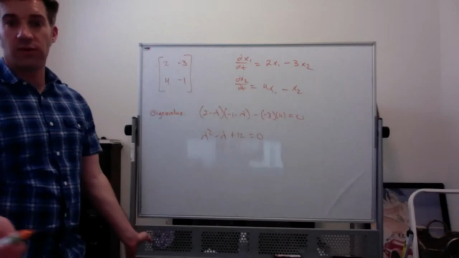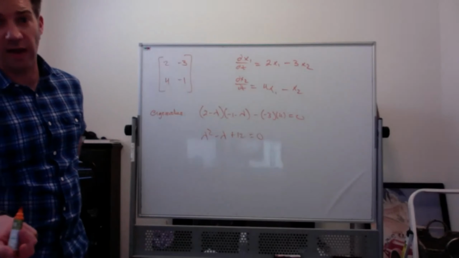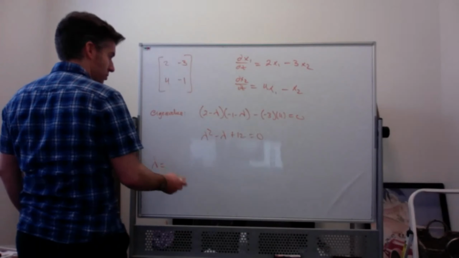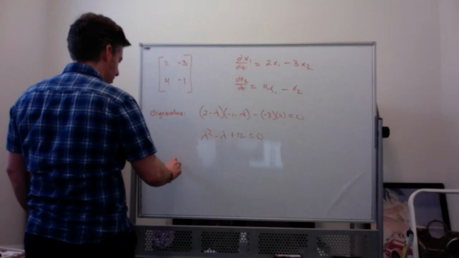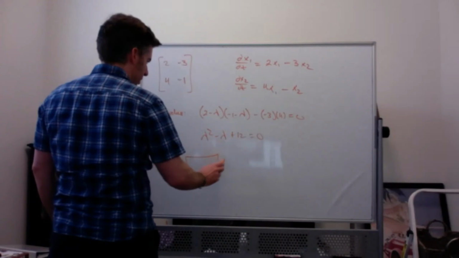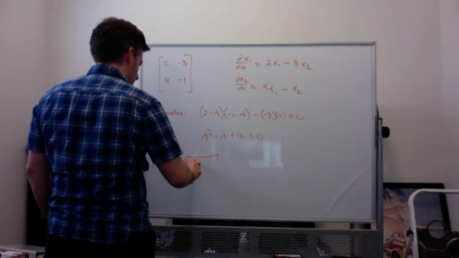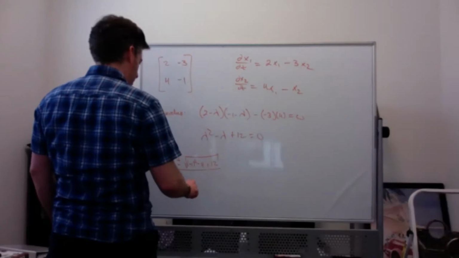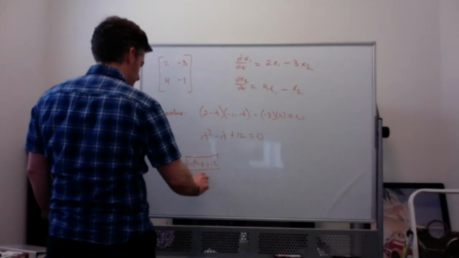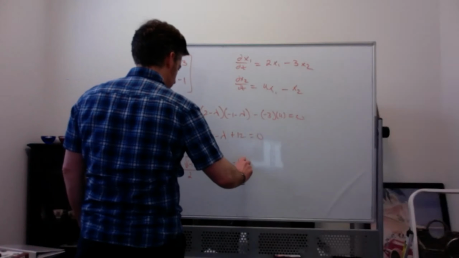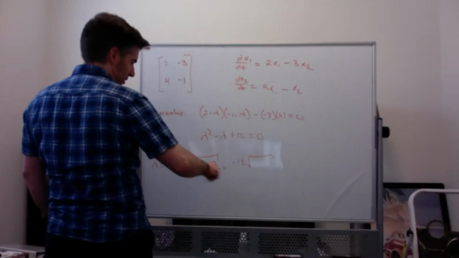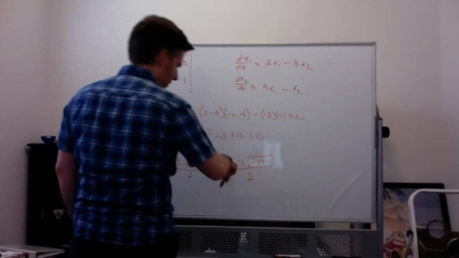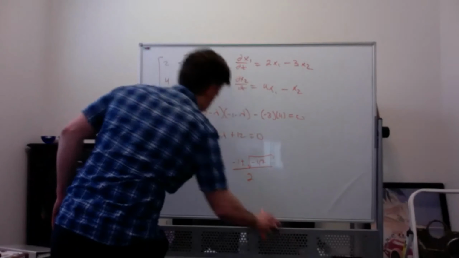And don't be fooled. Sometimes this will look like it's going to factor, but this doesn't factor. So here my solutions are lambda equal to negative b, so positive 1, plus or minus the square root of b squared minus 4 times 1 times 12, all over 2, which is 1 plus or minus the square root of 1 minus 48, which is negative 47, all over 2. I don't know how I got a negative there. That should still be positive 1.